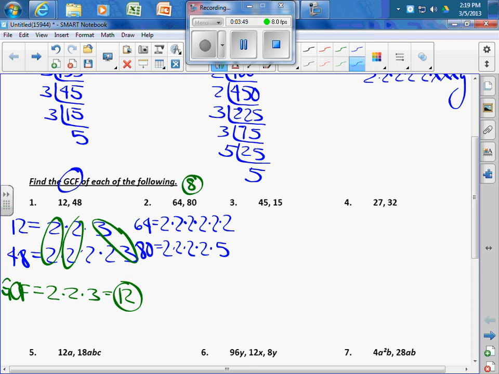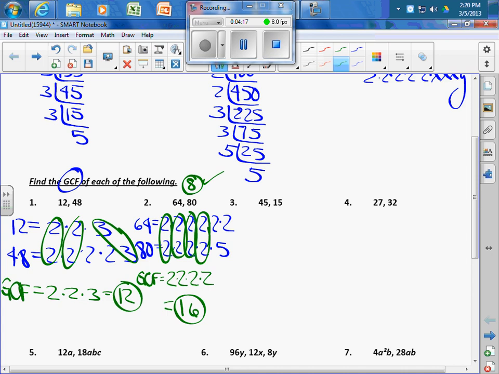So now in finding the GCF, I find the factors that are in common, and I have a 2, I have another 2, yet another, and a 4th. And that's all I have in common. So 2 times 2 times 2 times 2 is 16. So 8 may be a common factor, but it's not the greatest common factor.